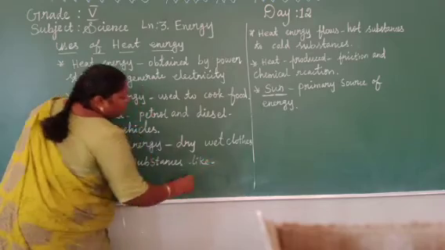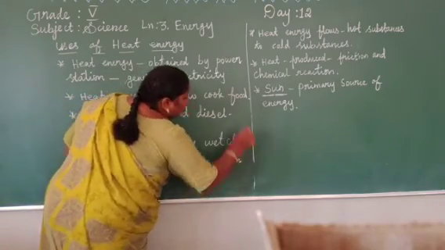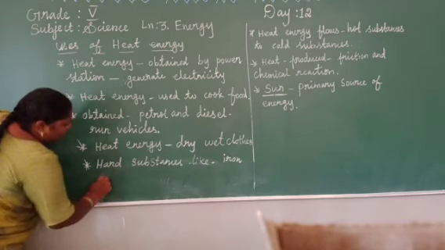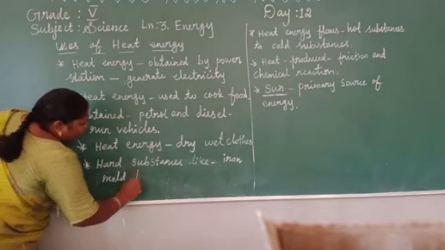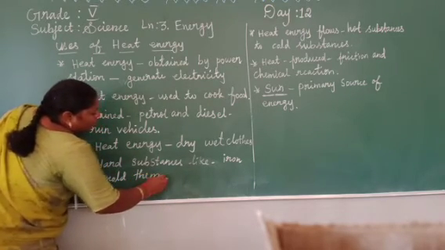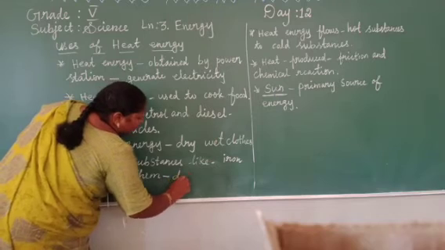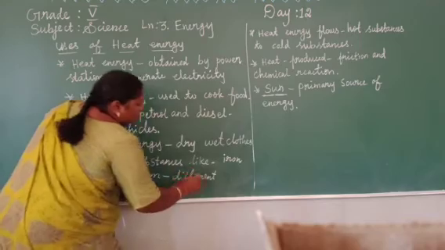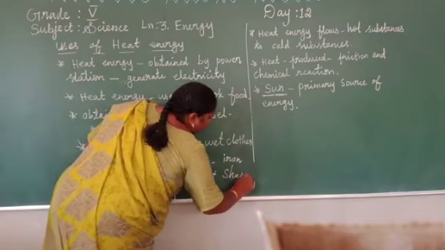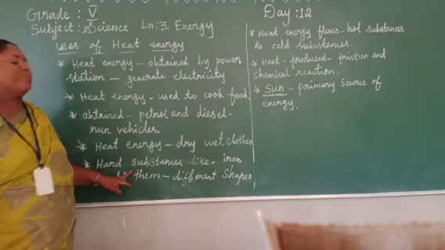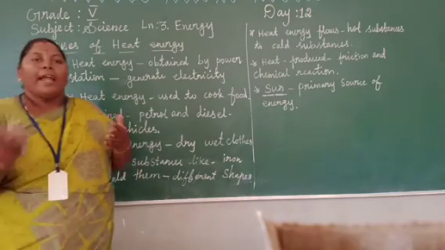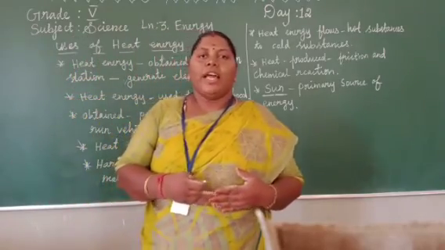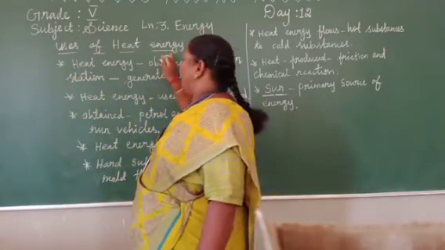Hard substances like iron are heated and molded into different shapes. So which material? Hot substances only. Heat them and then mold them into different shapes. Are you clear, children? So these are the uses of heat energy.